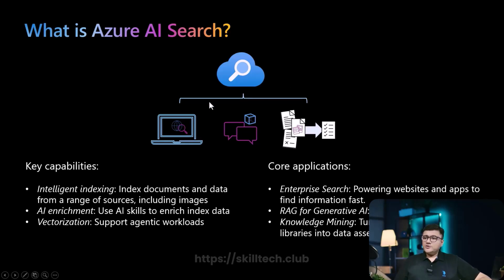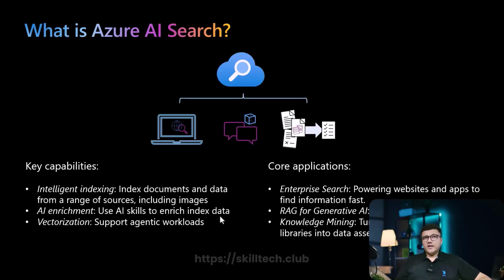Now, same way, Azure AI Search allows you to do intelligent indexing. This can allow you to index documents and data from a range of sources, including images. And then, on top of that data, it can do something which is known as AI enrichment. There are so many pre-built AI skills available in the AI Search service, which allow you to enrich your index data with those AI skills. Also, if you want to build custom AI skills, that is also possible.